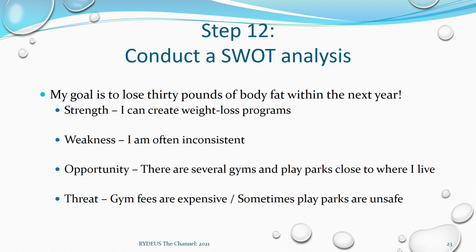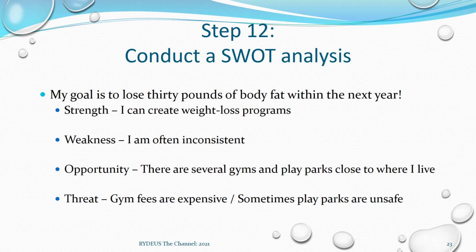So here's an example. My goal is to lose 30 pounds of body fat within the next year. That's my outcome goal. What is a strength? I can create weight loss programs. Remember, we say a strength is anything that is specific to you that could help in achieving your goal. Now, I have the ability to create weight loss programs. I know how to create weight loss programs, so that's a strength. In relation to my goal, that's one of my strengths.